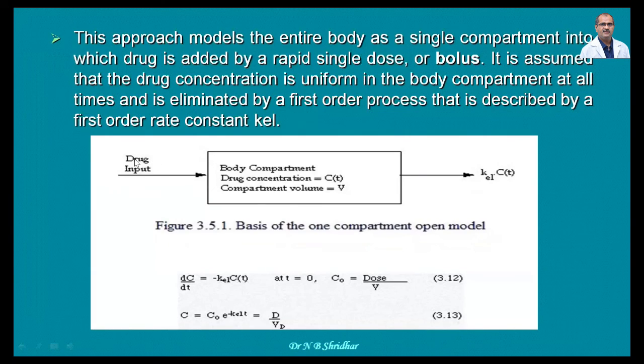Here the drug is entering into the body compartments. It has a lot of formulas, of course. The drug concentration is Ct and the compartment volume is V. Then the K elimination, or the elimination coefficient, is there. These are all the formulas for how the elimination constant is calculated using the one compartment open model. This is applicable to drugs which are given IV, and highly lipid soluble drugs or water soluble drugs. All types of drugs can be given in the one compartment open model type.